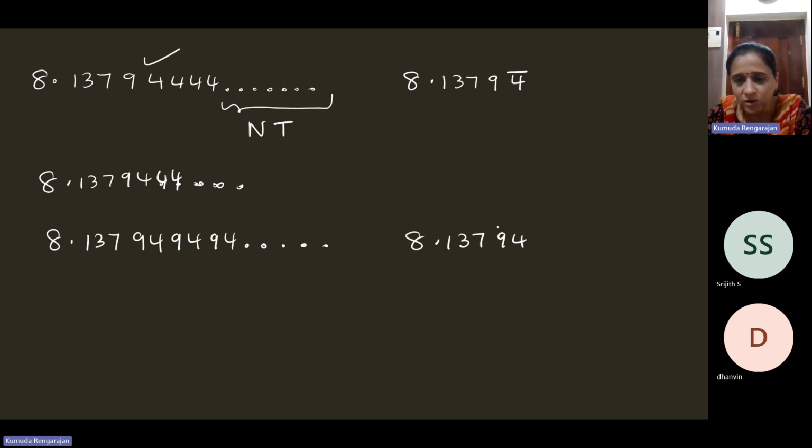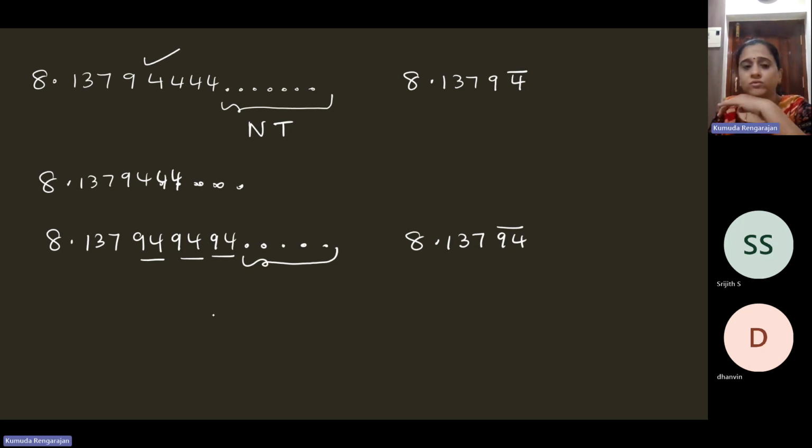Or you can write it as 8.13794 with a bar on top of the digits that repeat, 9 and 4. Place the bar on top of the digits 9 and 4 only, because only those 2 digits go on forever. So this is an example of a non-terminating, repeating decimal, because it's going on forever: 949494.